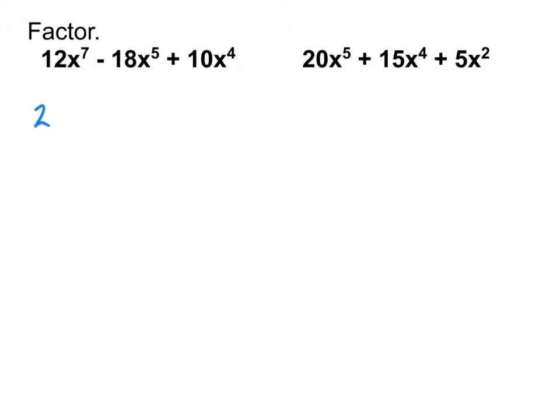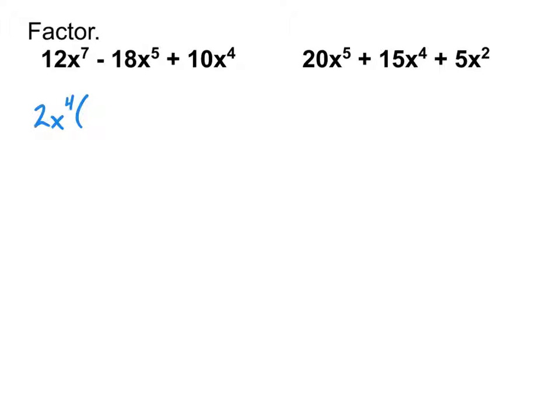Yep, 4. Because, for instance, this x to the 5th, I could pull 5 x's out of the 7 that I have here, but I can't pull 5 out of the 4 I have here. So basically I'm looking to see what's the fewest number of x's in all of my terms. And so that's the fourth.